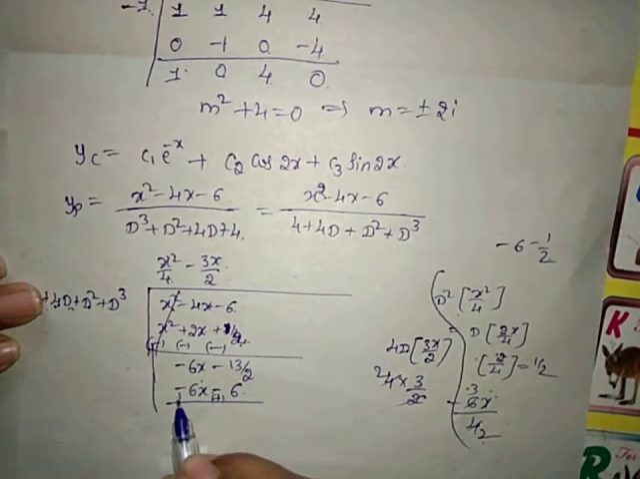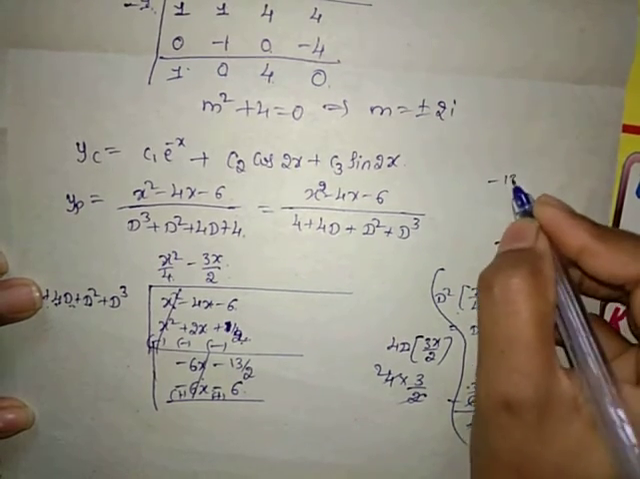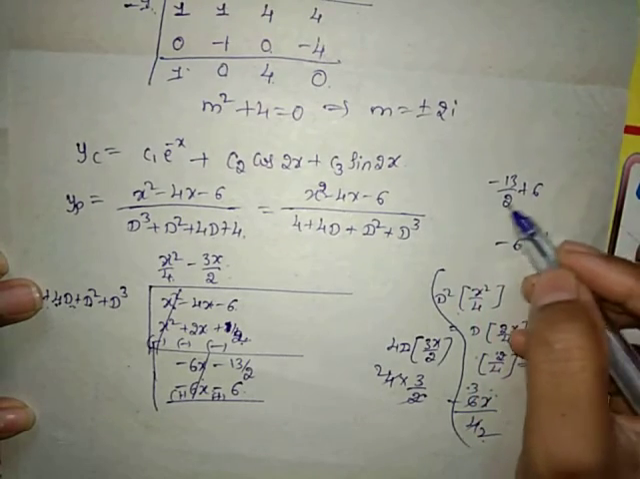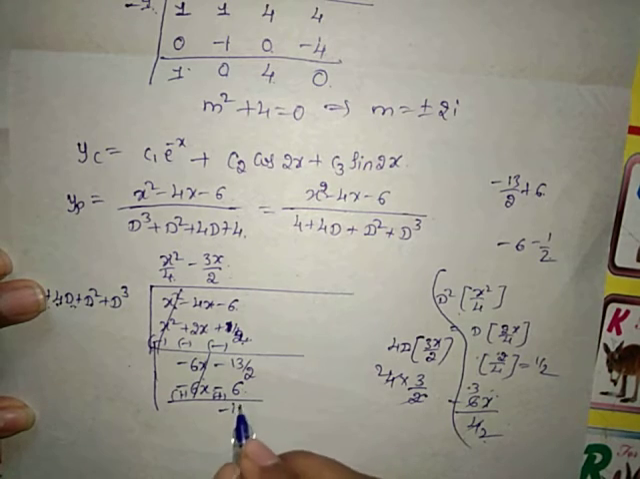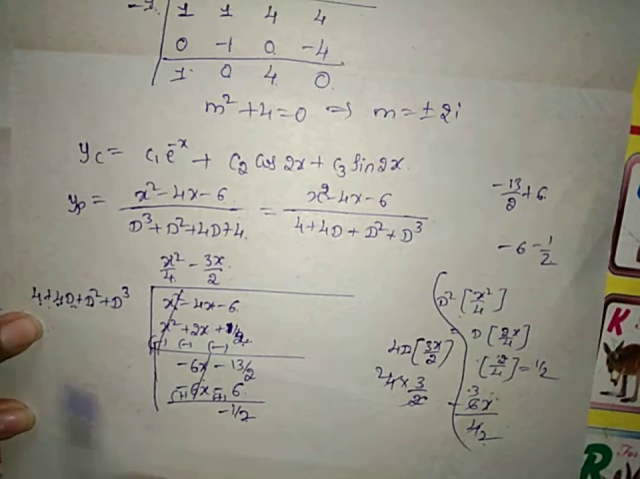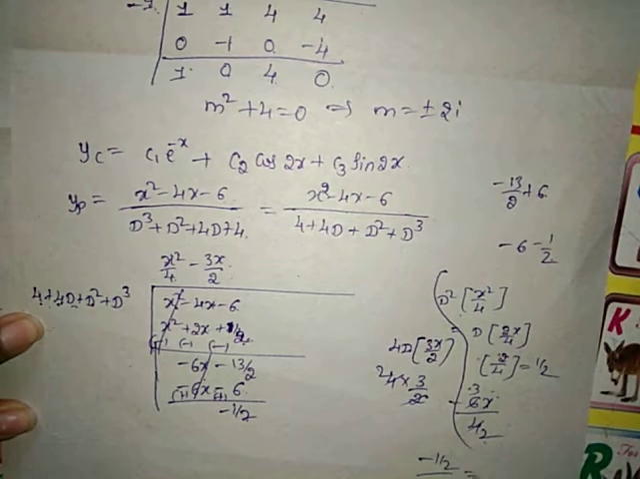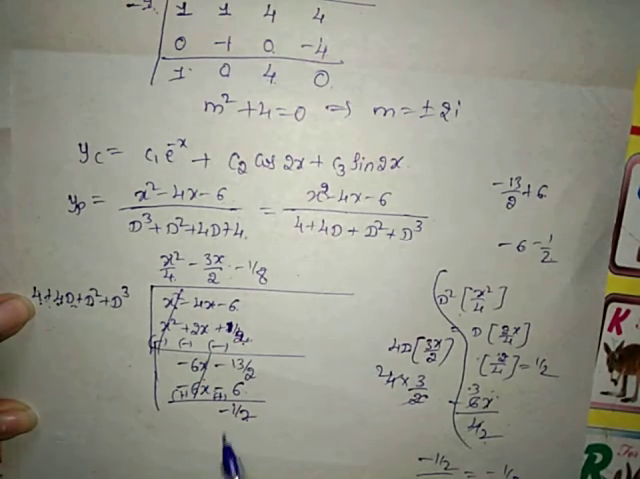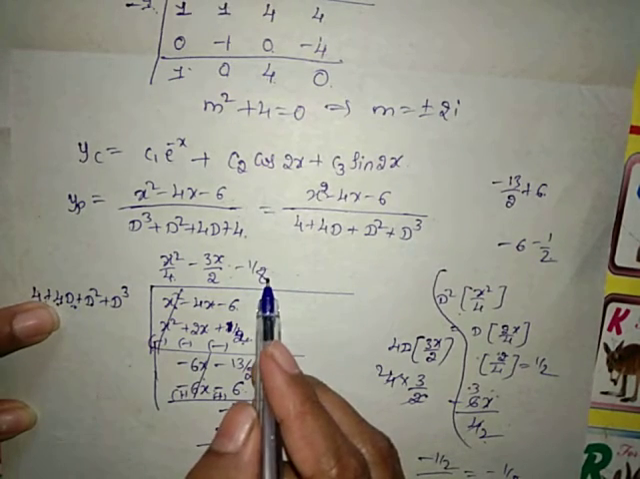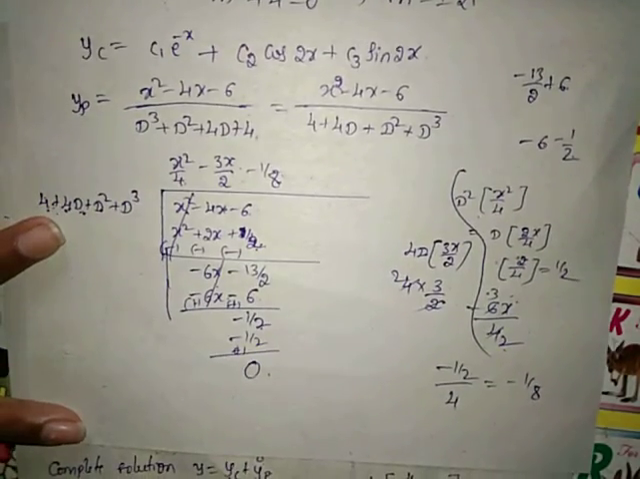Again reverse the sign. 6x cancelled. Minus 13 by 2 plus 6. 6 2s are 12. Minus 13 plus 12 is minus 1 by 2. Again first term divided by first term. Minus 1 by 2 divided by 4 is equal to minus 1 by 8. 4 into minus 1 by 8 is minus 1 by 2. Further derivatives will be 0 because it is a constant. Reverse the sign, and your term becomes 0.